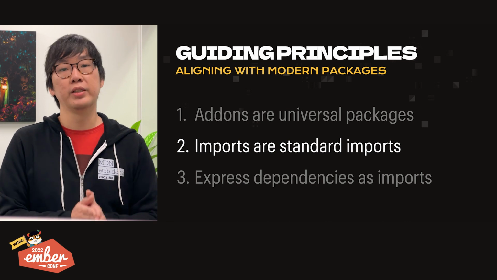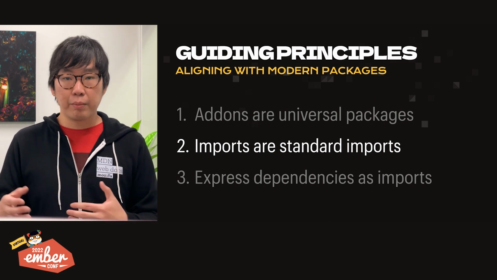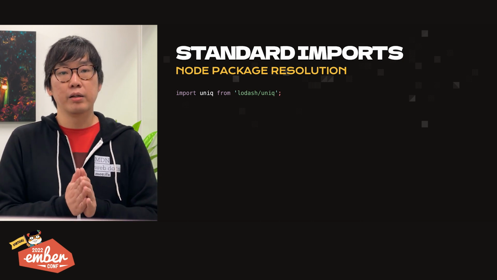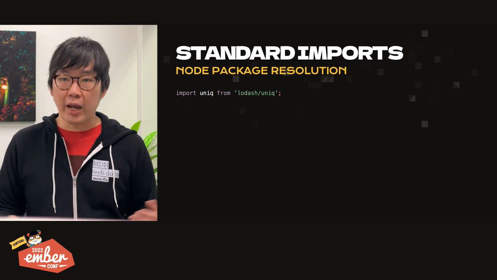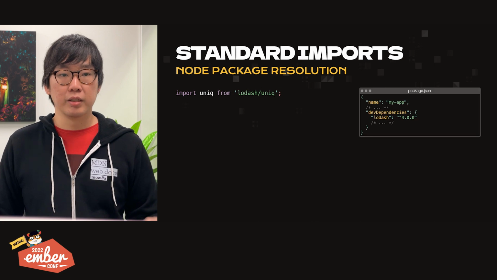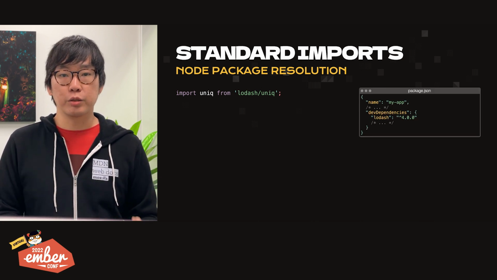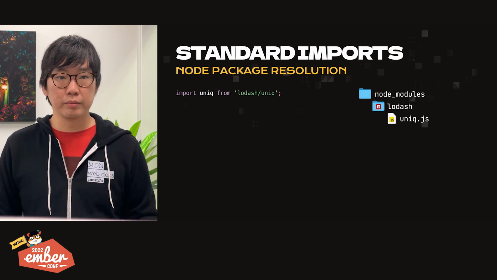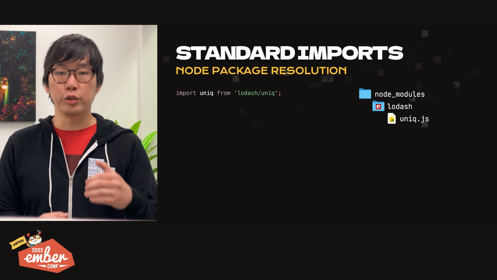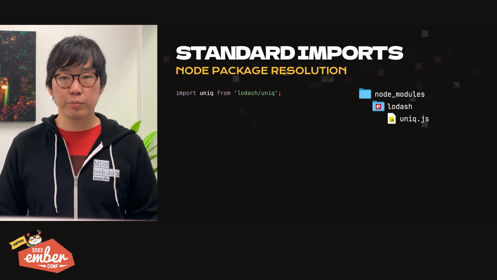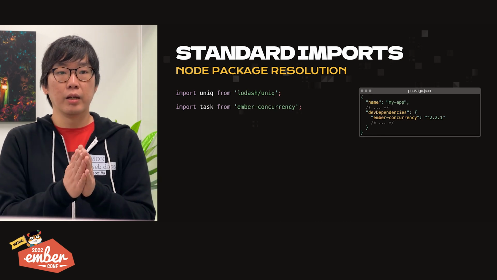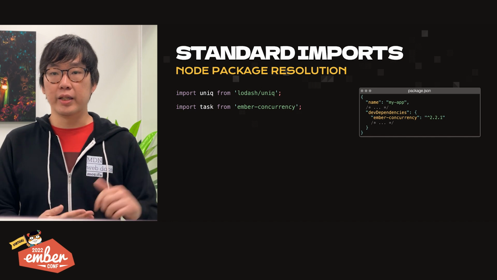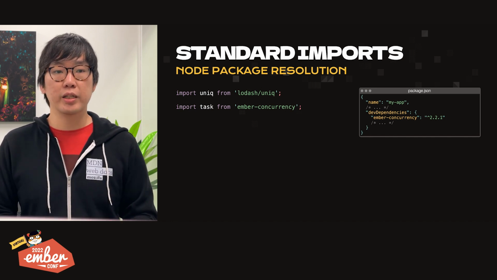The second principle is imports in Ember apps should mean standard imports. What I mean is that when you encounter an import statement in your app, it should mean what you think it means. If you go to your package.json, you should see the corresponding entry for the package and which version you're using. If you go into your node modules, you should find a package right when you expect it.